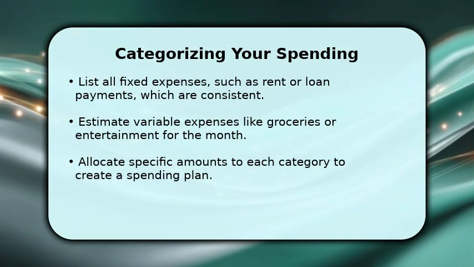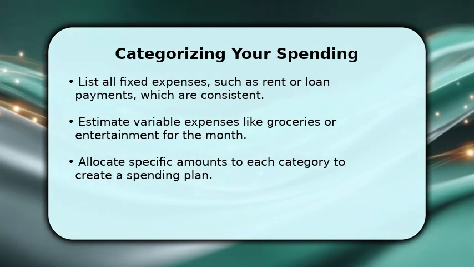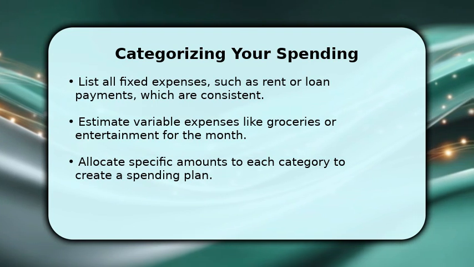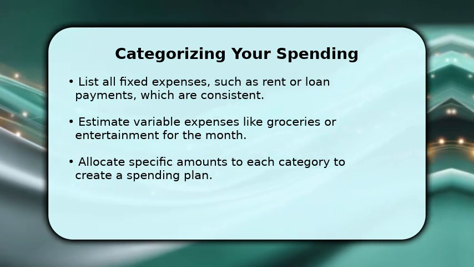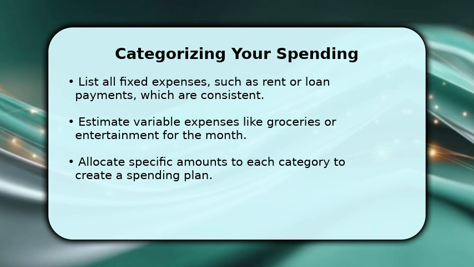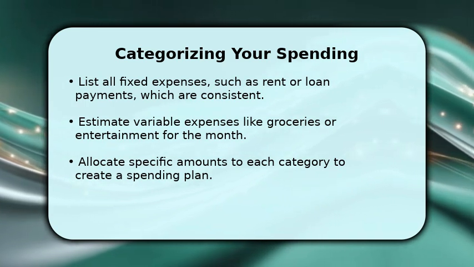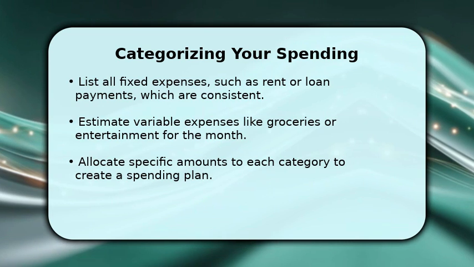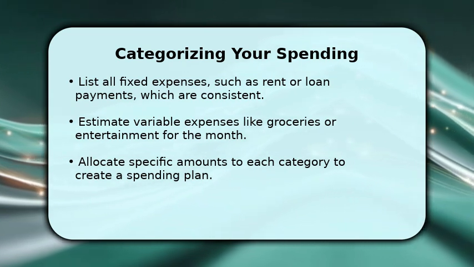Now, let's categorize your expenses. Start with fixed costs like rent, mortgage, or car payments. These are usually the same amount each month. Then, move to variable expenses such as groceries, dining out, or utilities. It's helpful to review past spending to get accurate estimates.